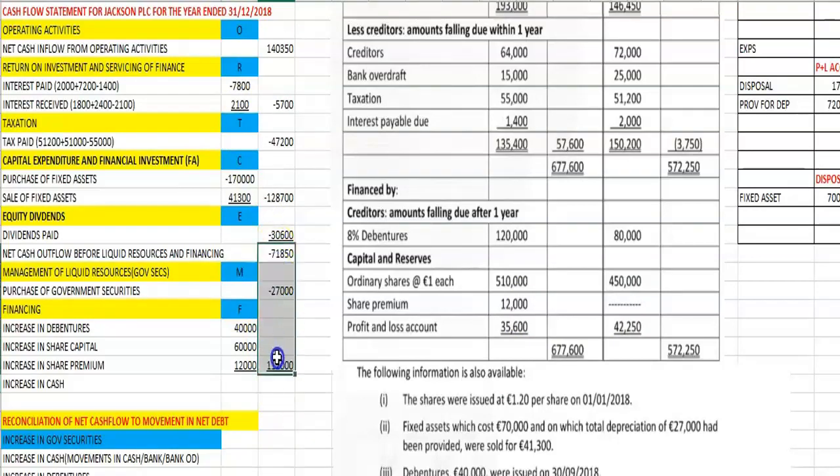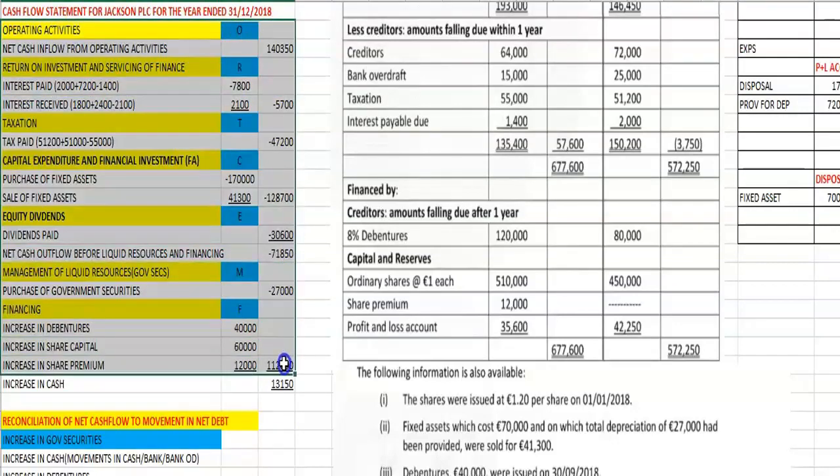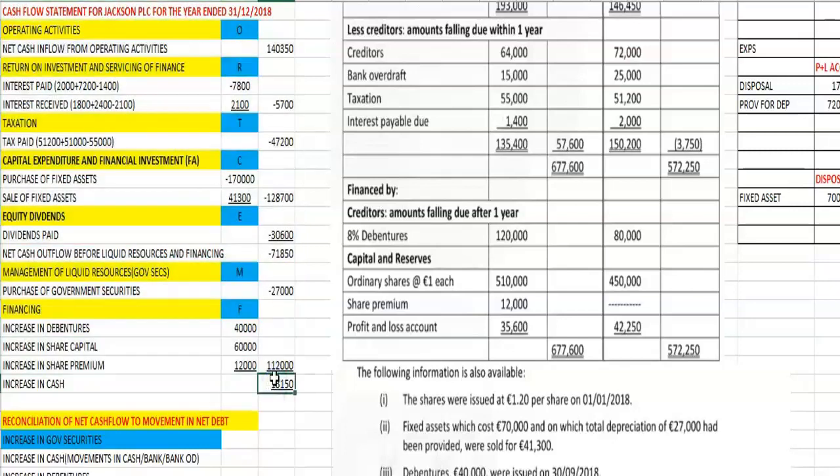Now you take these last three figures and you subtotal them again. And that gives you an increase in cash of 13,150. So essentially you're saying that 13,150 euros came into the business over the last year. And not only that, but you're able to describe exactly where that cash flow came from. So you can describe all the cash inflows and outflows that led you to 13,150 in cash coming into the business over the last year.